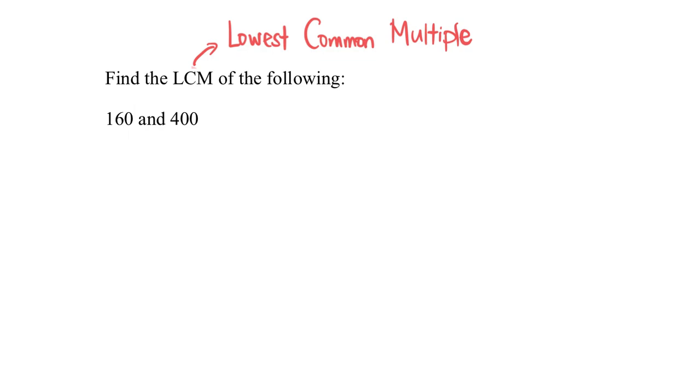Hello everyone, welcome to this video where we are required to find the lowest common multiple of 160 and 400. I'm going to use the short successive division method since they are not expressed in the prime factorization form. And so this will be how it looks like. Divided by 2, and I'm left with 80 and 200. Continue.